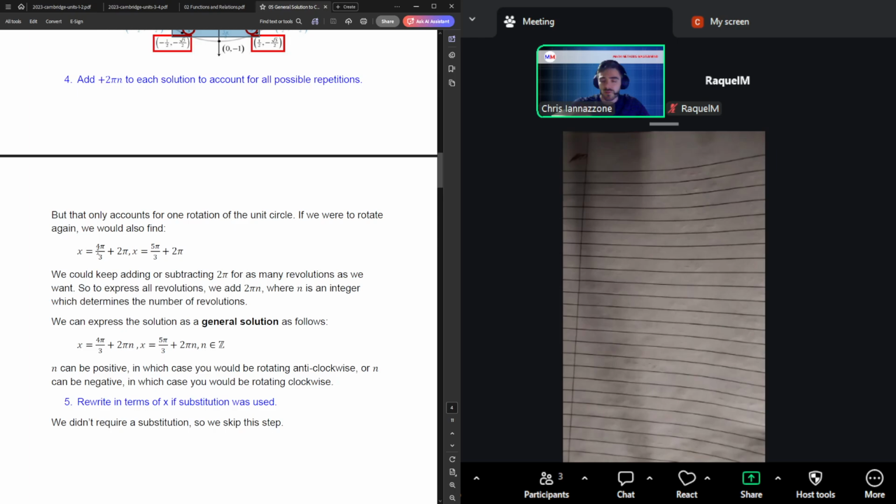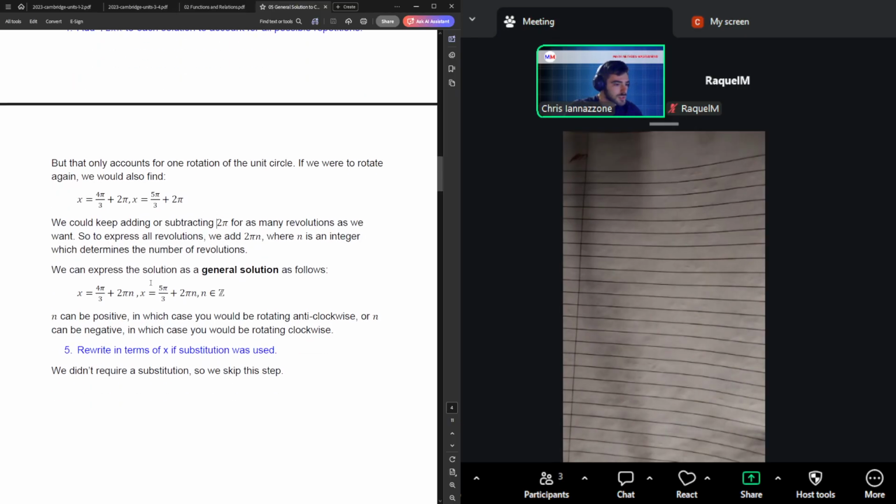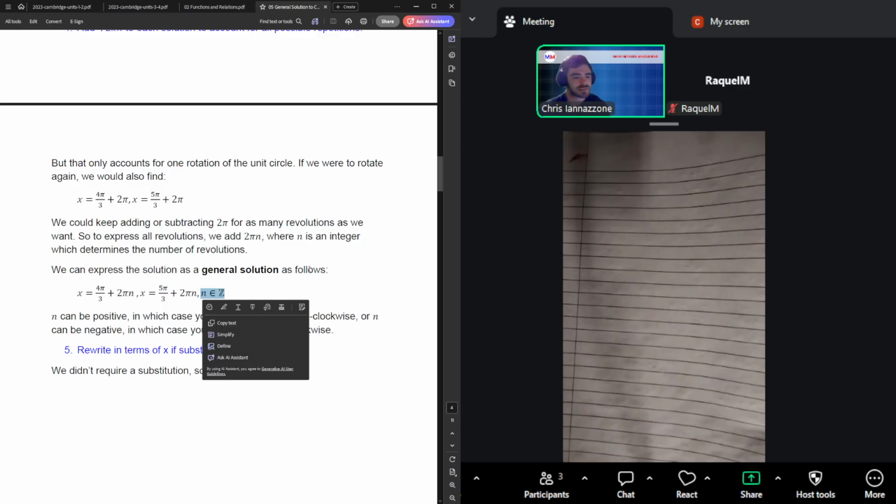Now, that's only within the first revolution. If you keep adding 2 pi to all those, you get the next set of revolutions. If you subtract 2 pi, you get the previous set every time. So basically having 2 pi n in there, n is the stand-in for the number of revolutions, kind of. It's a number of revolutions forward if it's positive n, and a number of revolutions backwards if it's negative n. So pretty much all you do is you find your first two solutions, slap the plus 2 pi n in there, just make sure that you're defining n as an integer.